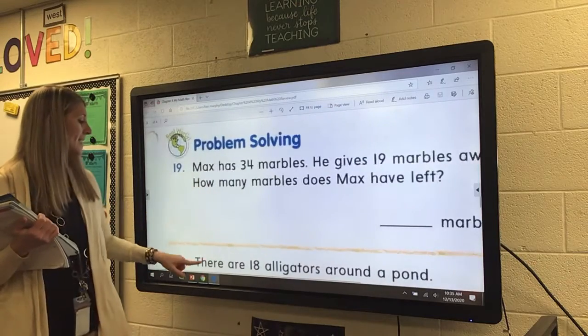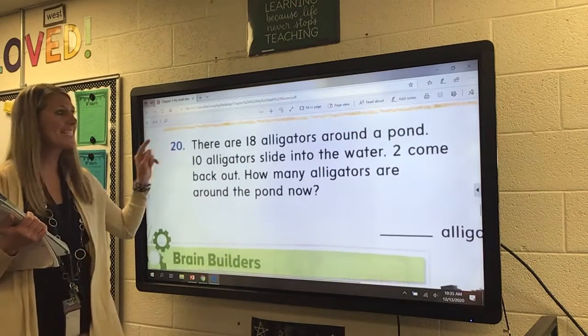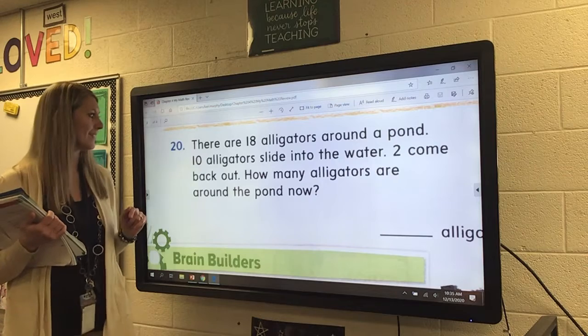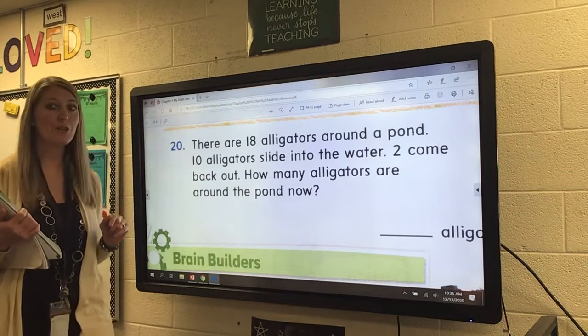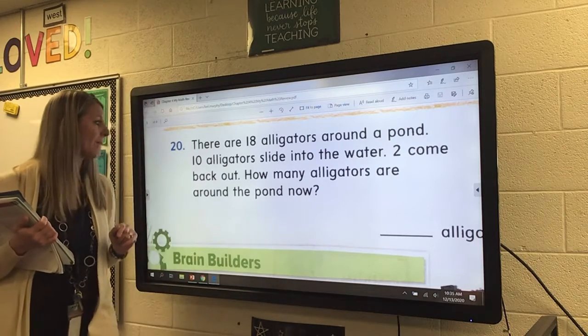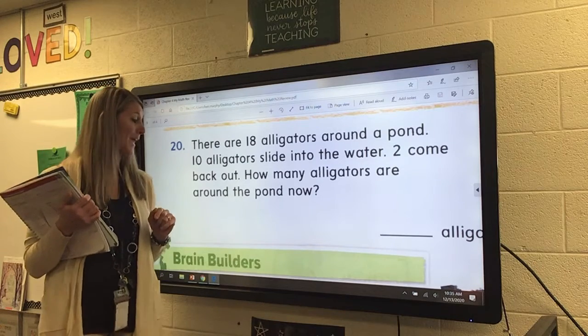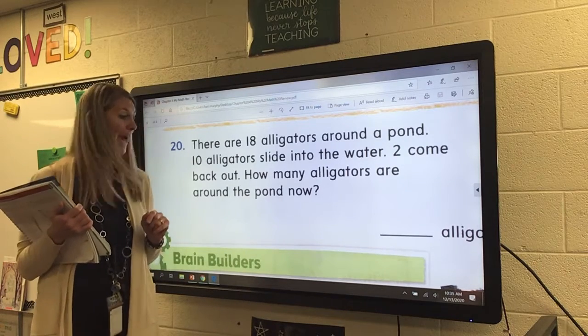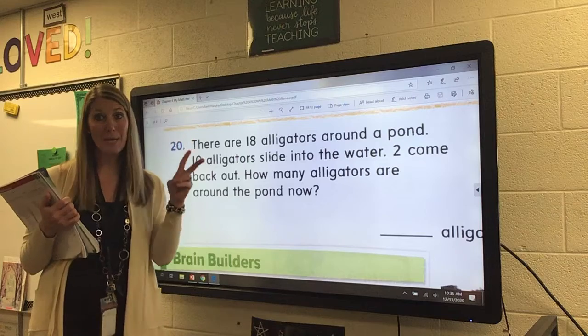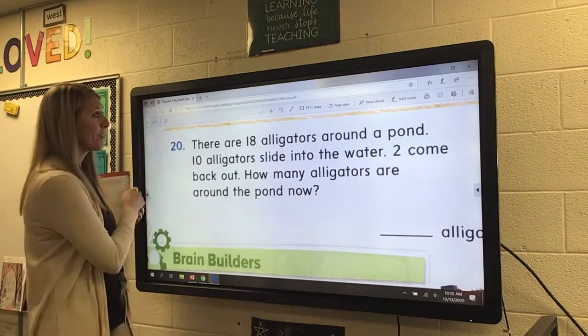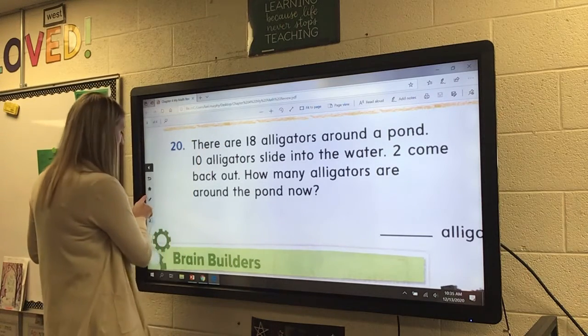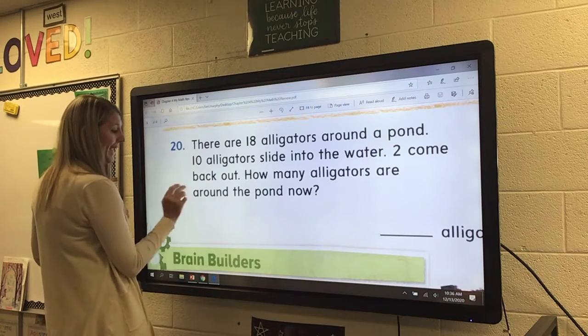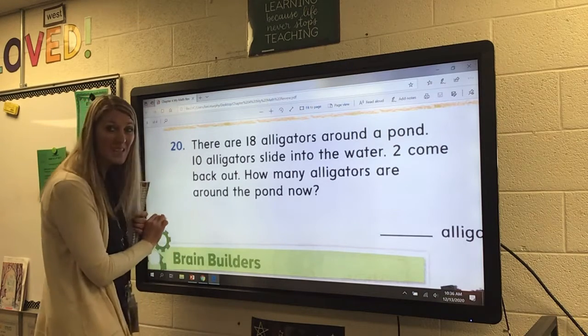Number 20 says there are 18 alligators around a pond. 10 alligators slide into the water to come back out. How many alligators are around the pond now? This is definitely a 2-step problem. So we're going to start with what we know. There are 18 alligators. So we're going to put 18 on the top here, and we're going to have to write small again.